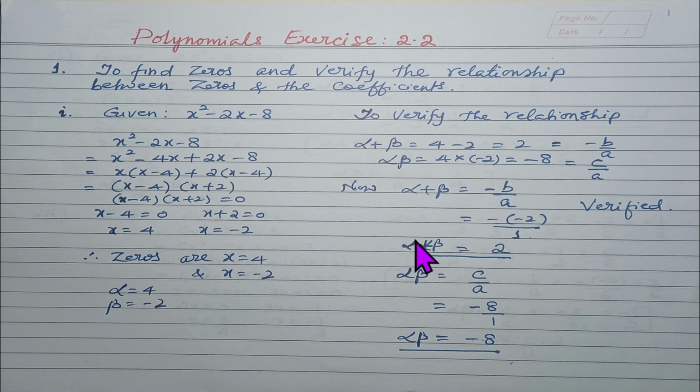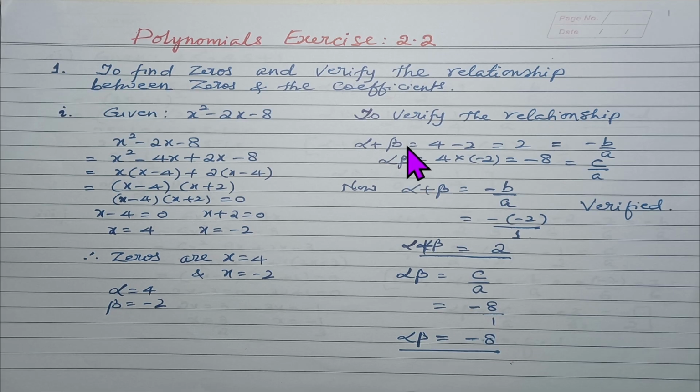Now let us find out the relation between the coefficients and the zeros of a quadratic polynomial. We know that the sum of the zeros is equal to the negative of the coefficient of x divided by the coefficient of x square. That means it is minus b by a. So alpha plus beta is equal to minus of minus 2 divided by 1, and that is equal to 2. Alpha plus beta is equal to 2. Now alpha beta is equal to c by a, that is the constant divided by the coefficient of x square, and that is minus 8 by 1, and alpha beta is equal to minus 8.